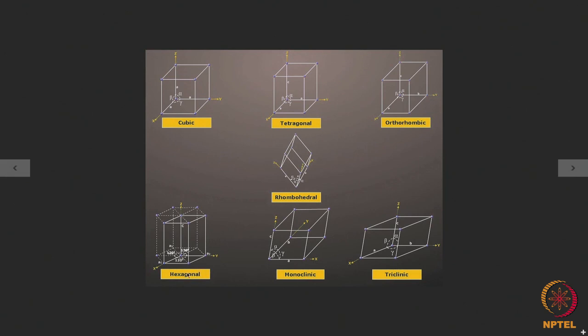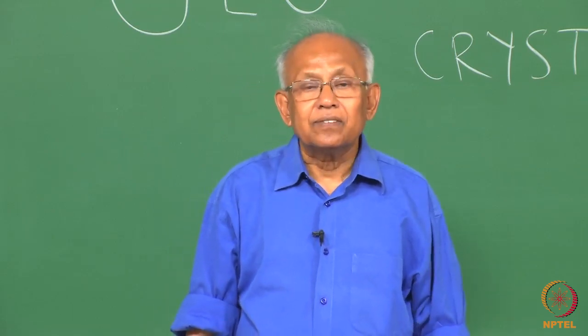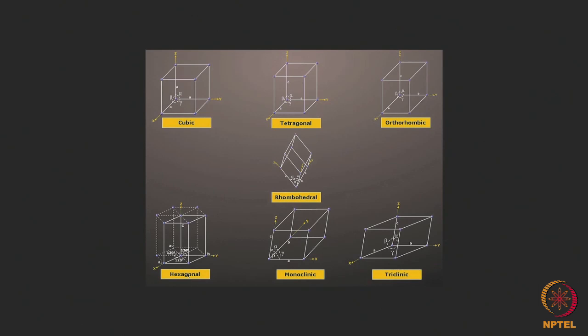When we talk about the unit cell of a hexagonal material, a hexagonal material unit cell is defined by four axes along x, y, z and in another direction. Say for example, along this direction the length is A1, this direction the length is A2, in this direction the length is A3, all are equal and the length in the z direction is C, which is different from the other three.